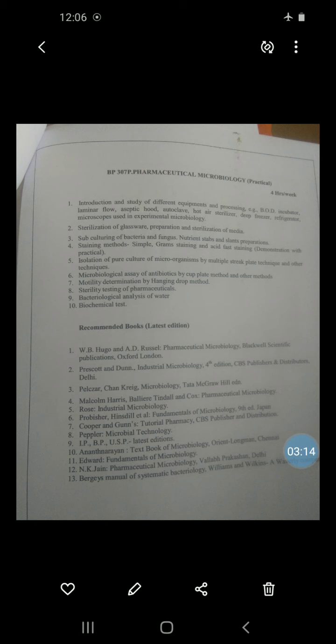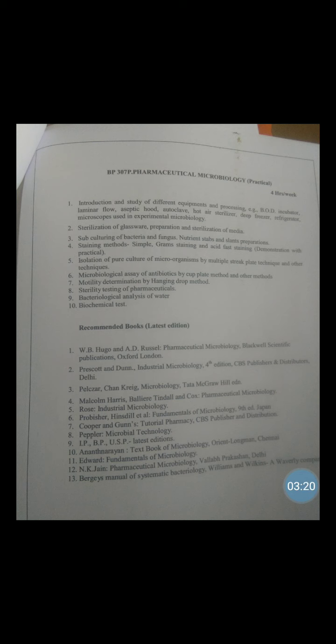Then the pure cultures are mainly studied by different tests, such as colony characteristics, then morphology, third biochemical tests, then staining reaction, then immunological reactions.